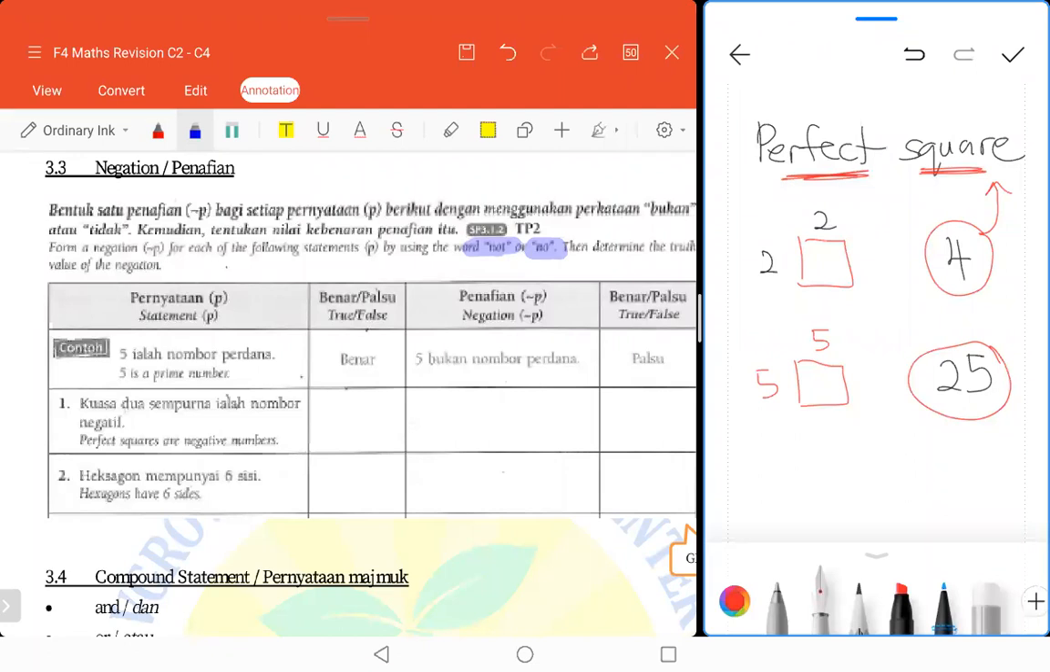You see? Here, another number, 9. 9 times 9 is 81. So 81 is a perfect square. So you check the perfect squares. Are all the perfect squares negative numbers, true or false? False, okay? Right.